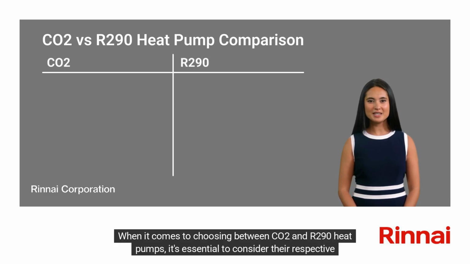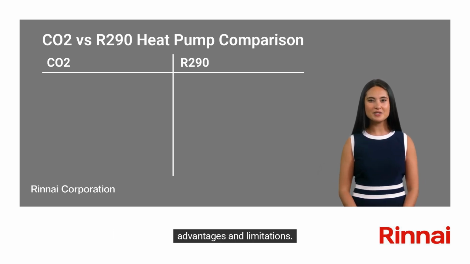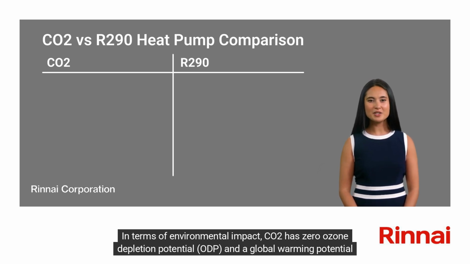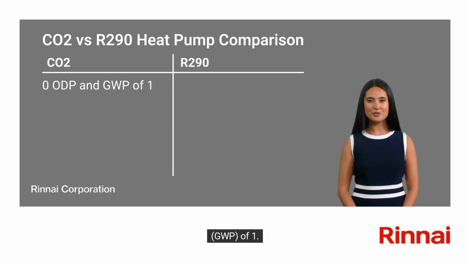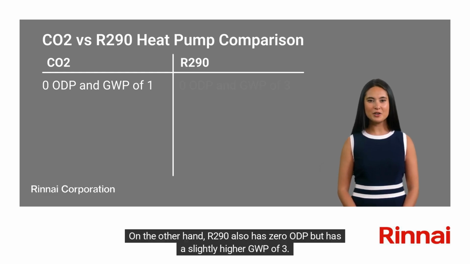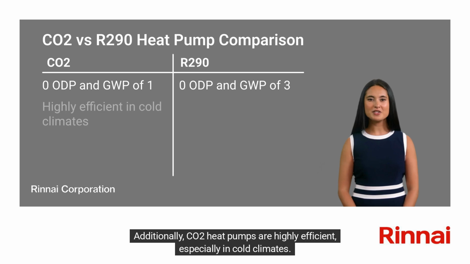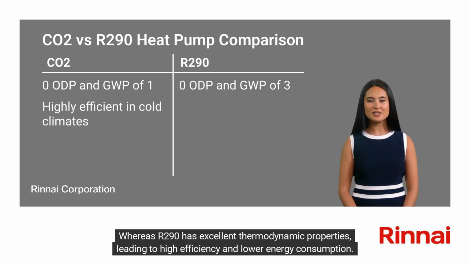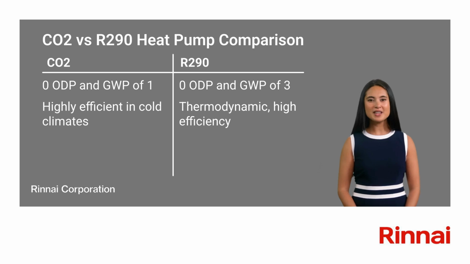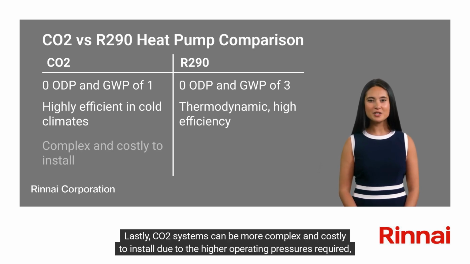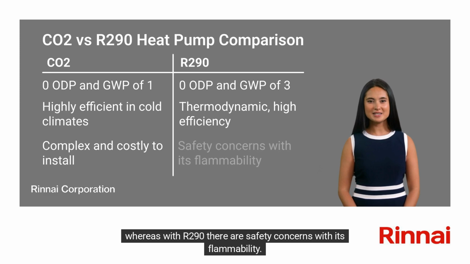When it comes to choosing between CO2 and R290 heat pumps, it's essential to consider their respective advantages and limitations. In terms of environmental impact, CO2 has zero ozone depletion potential, ODP, and a global warming potential, GWP, of 1. On the other hand, R290 also has zero ODP but has a slightly higher GWP of 3. Additionally, CO2 heat pumps are highly efficient, especially in cold climates, whereas R290 has excellent thermodynamic properties, leading to high efficiency and lower energy consumption. Lastly, CO2 systems can be more complex and costly to install due to the higher operating pressures required, whereas with R290 there are safety concerns with its flammability.